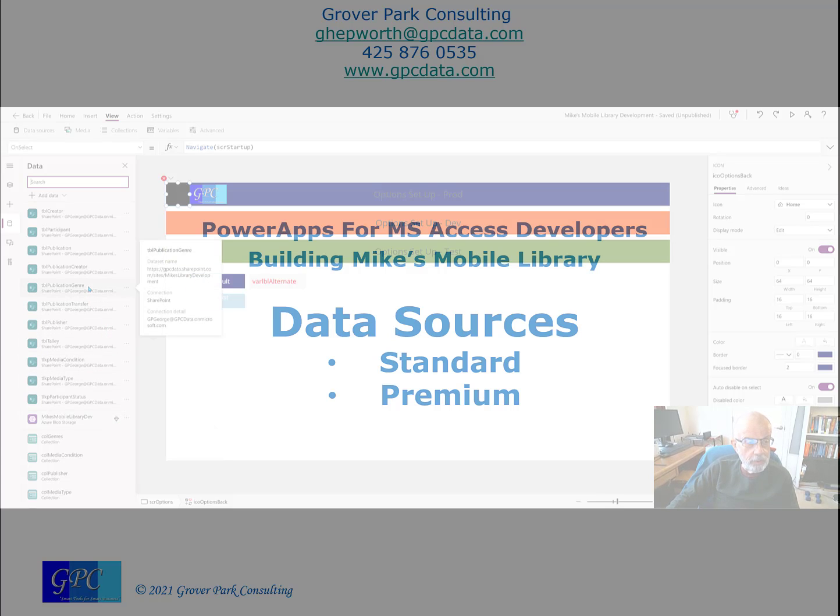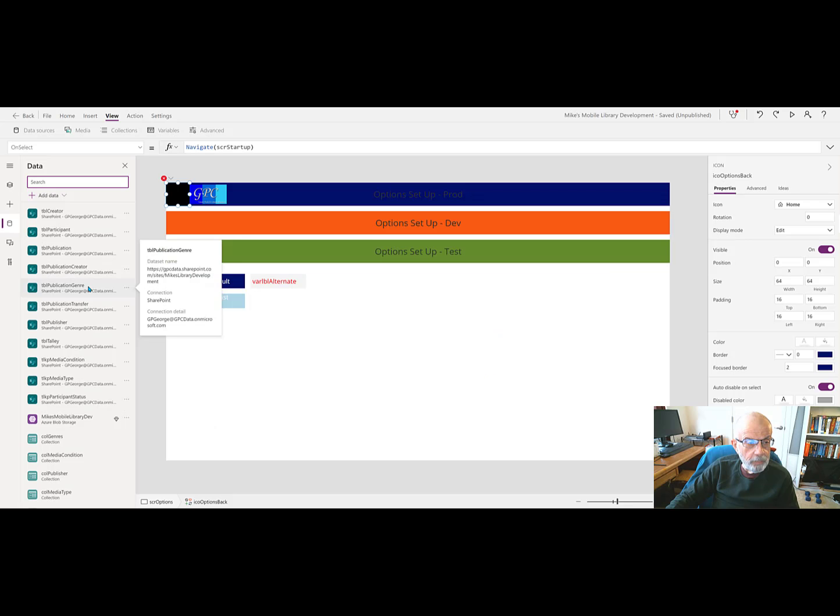We have the standard connections here. These do not carry the diamond, which indicates they're premium services. And we have our connections to the library, Mike's library development site on my SharePoint site. So we're ready to move on to our next phase, which is to copy the rest of the screens and set them up to work with our data. We will go back and start with the startup screen. Once that's in place, we'll be ready to go.